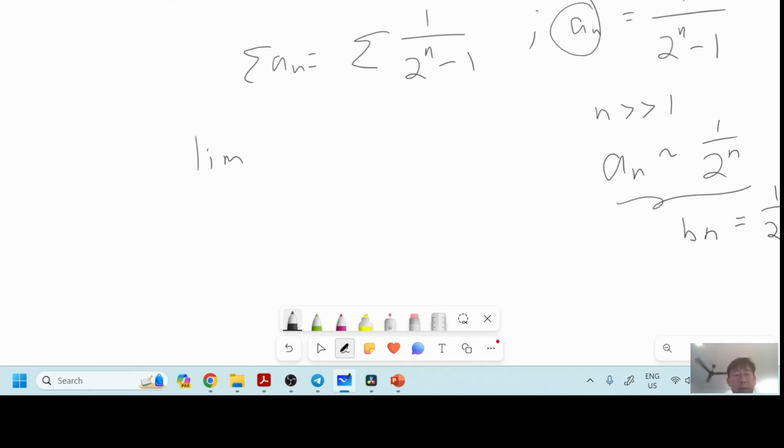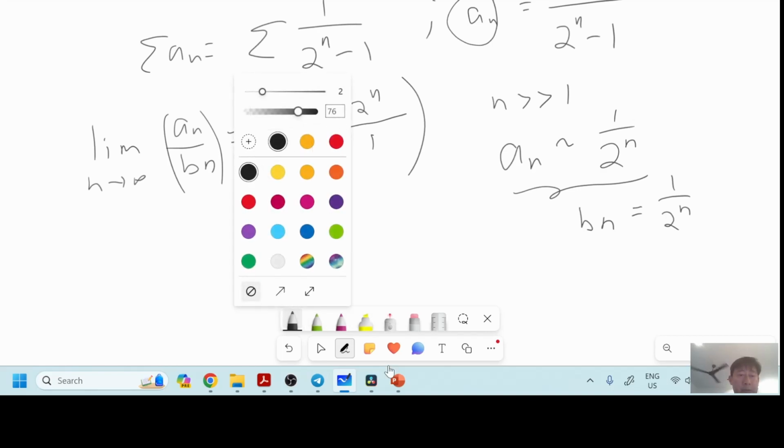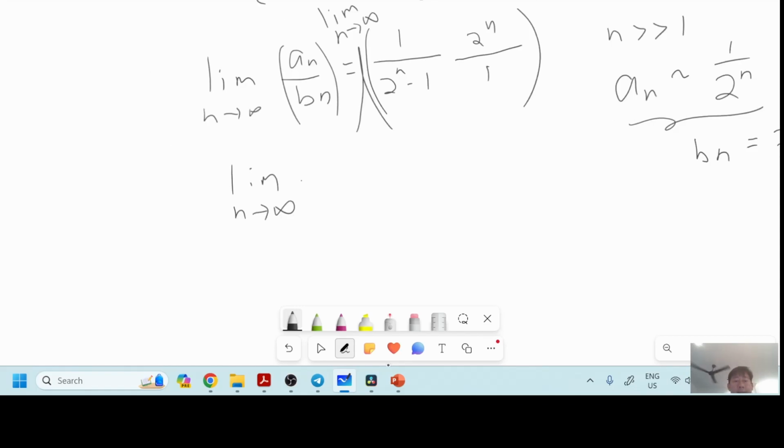Limit of an over bn as n goes to infinity. The expression for an is 1 over 2 power n minus 1, whereas the expression for bn is 1 over 2 power n. So this is the expression for the ratio of an over bn. I must not forget to slot in the limit as n goes to infinity. So now I have to look at the limit of this ratio when n goes to infinity.